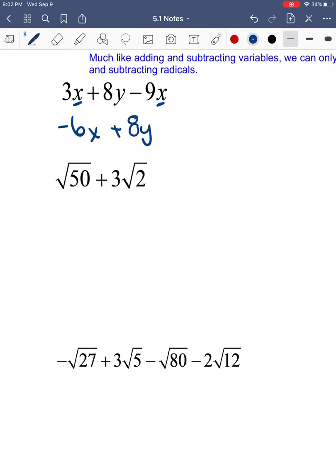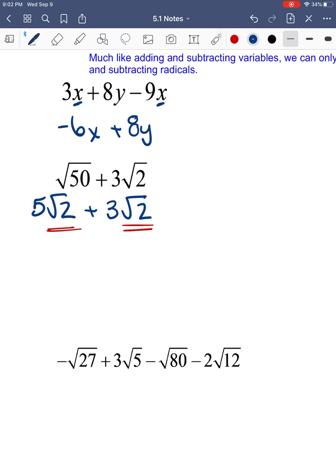So your first step, in order to check to see if they're the same, is you want to be able to simplify it. So I'm going to turn my square root of 50 into a mixed radical. So I know 25 is my largest perfect square. So 5 root of 2 plus 3 root of 2. So now I've got my root of 2's are the same.